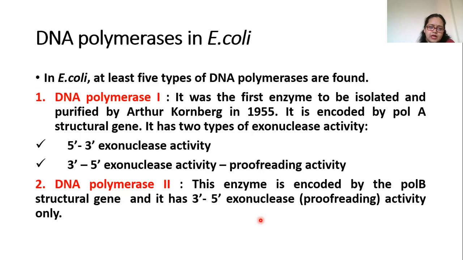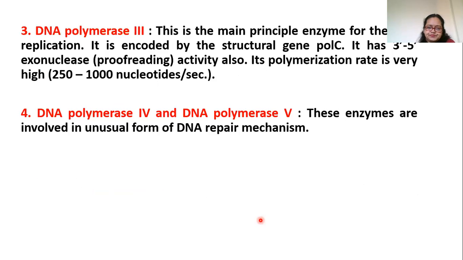So why is it so? In order to ensure correct replication in E. coli. Now, DNA polymerase 3. This is the main principal enzyme for DNA replication, and it is encoded by the structural gene called polC, and it has 3' to 5' exonuclease or proofreading activity also. So it has polymerase activity as well as exonuclease activity in the 3' to 5' direction. That means it has two activities, polymerization as well as exonuclease activity in the 3' to 5' direction.